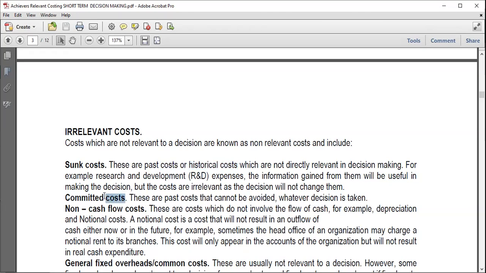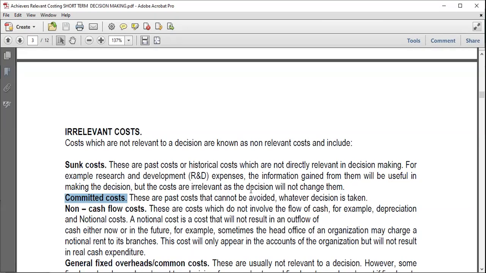And then we have also what we call the committed costs. Committed costs could be, for example, certain suppliers that may ask you to make a deposit. You get it? Make a deposit on a certain purchase.